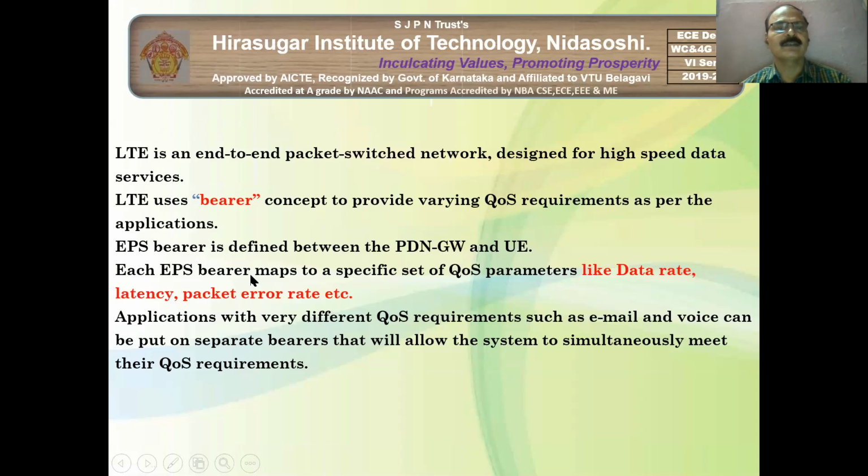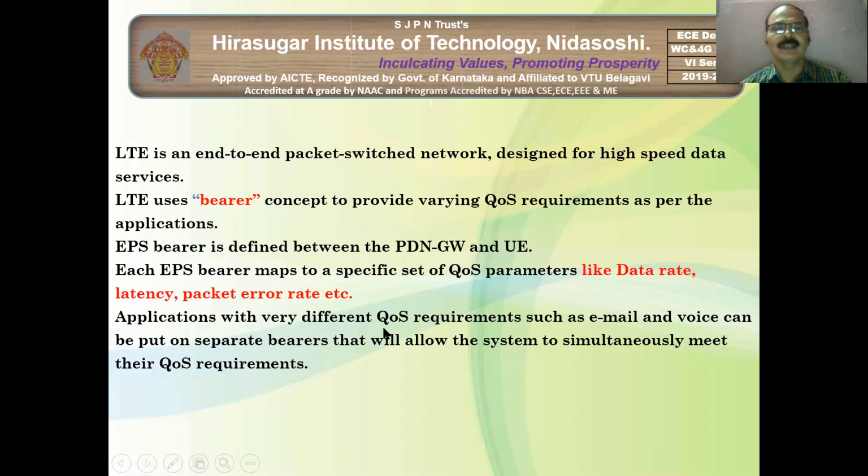Each EPS bearer maps to a specific set of quality of service parameters, like data rate, how much we are transmitting. What is latency? Latency is nothing but the time required from when you dial until you get the connection; we measure that in terms of latency. Then packet error rate. These are all quality of service parameters, so the EPS bearer will map with these QoS parameters.